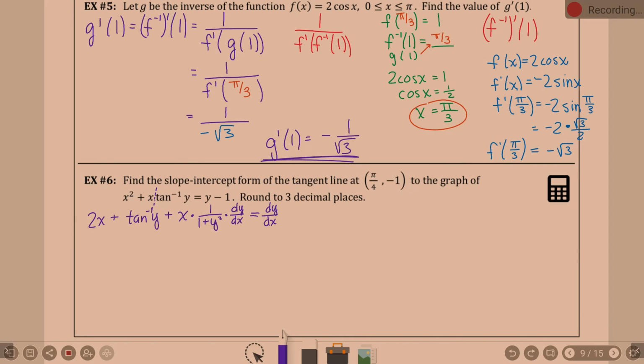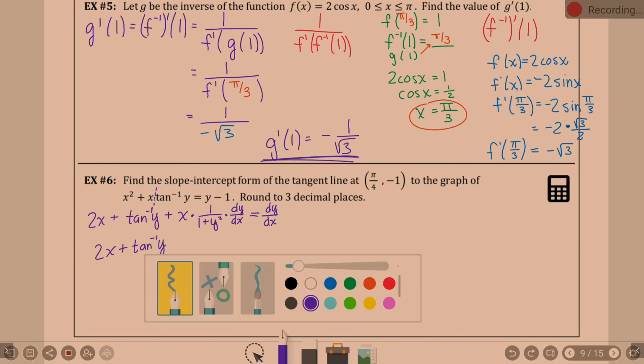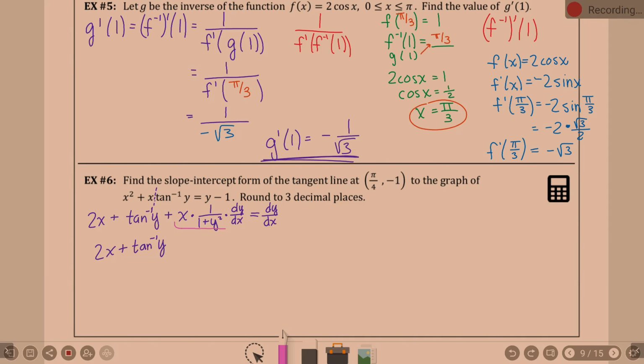Okay, so hang with me here. 2x is staying, yes? Plus tan inverse y is staying, yes? Now, realize this x times 1 over 1 plus y squared times dy/dx is one term. So it's going as one term. Now, as we move this, what is x times 1 over 1 plus y squared? We make that x over 1 plus y squared, okay?